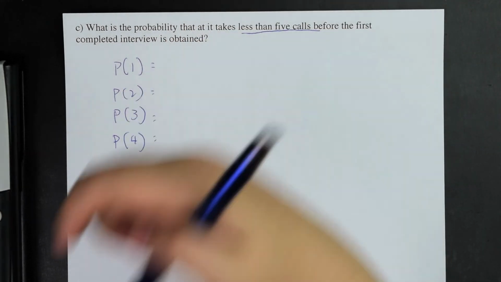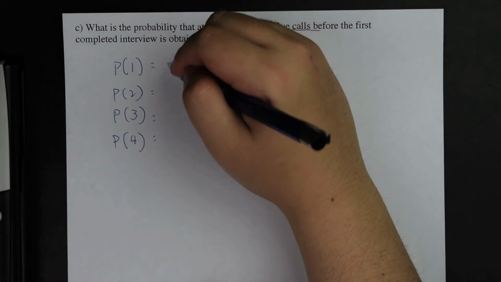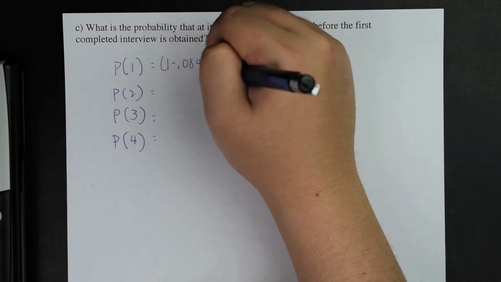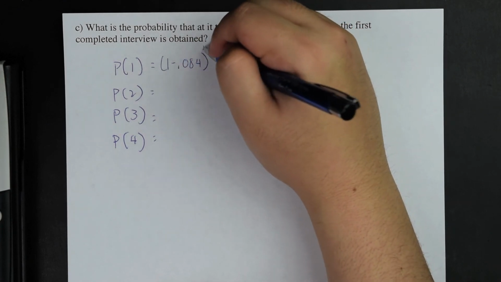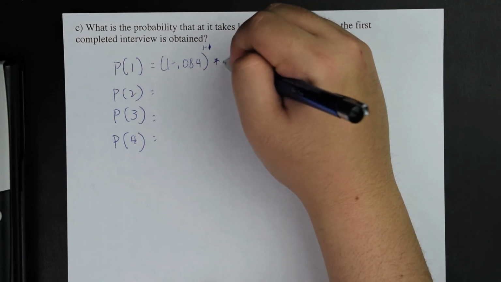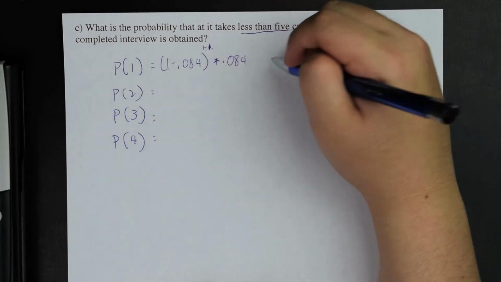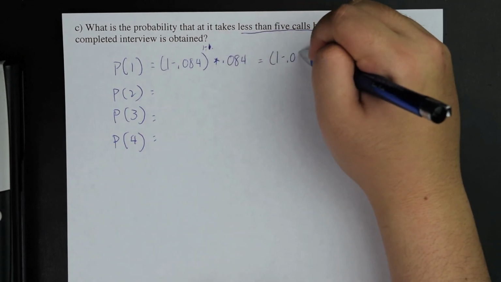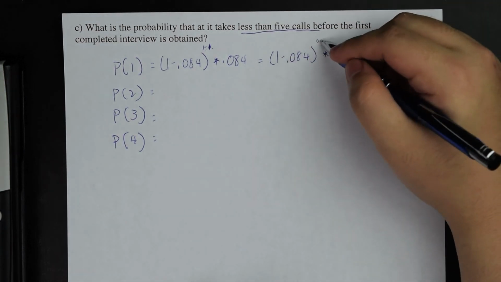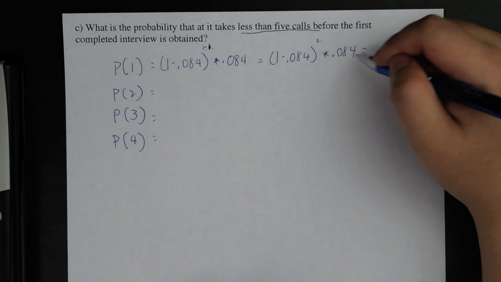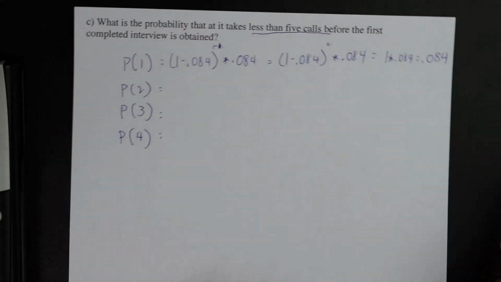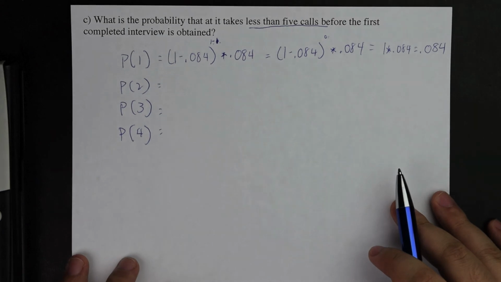Like the prior question that I just did, this is going to be (1 minus 0.084) to the 0, or 1 minus 1, sorry, times 0.084. I want to emphasize this in case anyone needs to review fundamental math: (1 minus 0.084) to the 0 power is just 1. So it will be 1 times 0.084, which is just 0.084. It's a little long-winded, but I hope it helps.